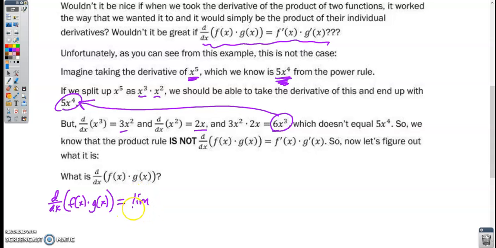This derivative is equal to the limit as h goes to 0 of f of x plus h times g of x plus h minus f of x times g of x, because our function here is f of x times g of x, and so we're taking the function at x plus h minus the function at x all over h. And we're going to take the limit as this approaches 0. Now, unfortunately, if we look at this, there's not really any algebraic simplification that we can do from here.